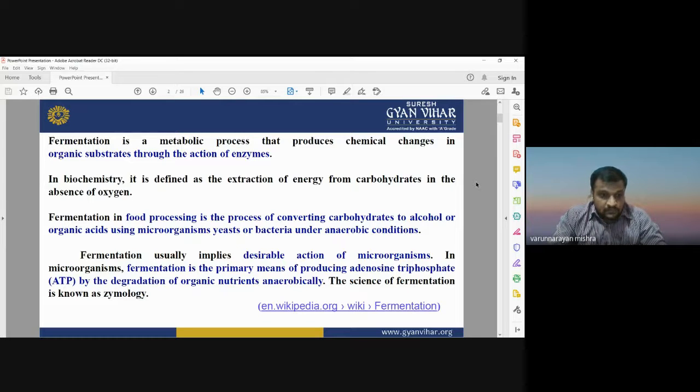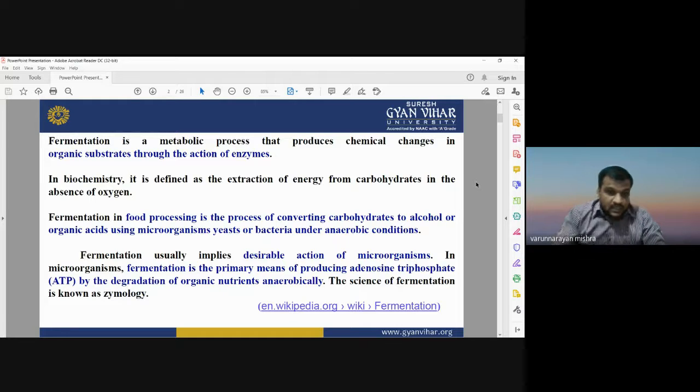But if there is no oxygen, how can we convert that carbohydrate into energy? For that we use some enzymes. Enzyme is a kind of chemical material that will be helpful for extracting the energy from the carbohydrates using some chemical reactions. And fermentation in food processing is the process of converting the carbohydrates to alcohol or organic acids using microorganisms, yeast or bacteria, under anaerobic condition.